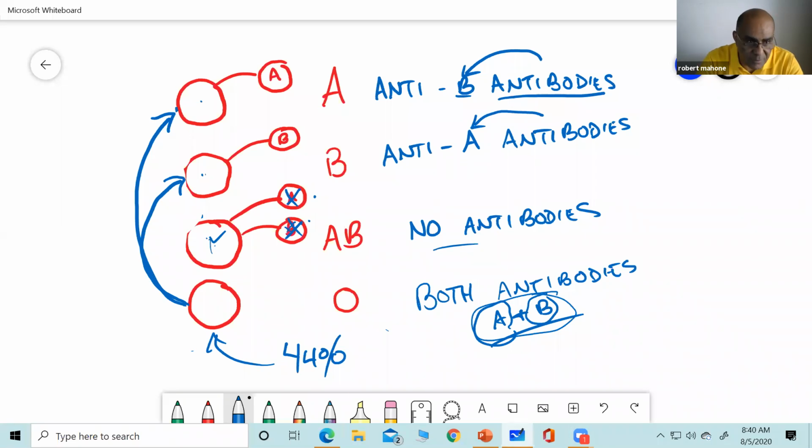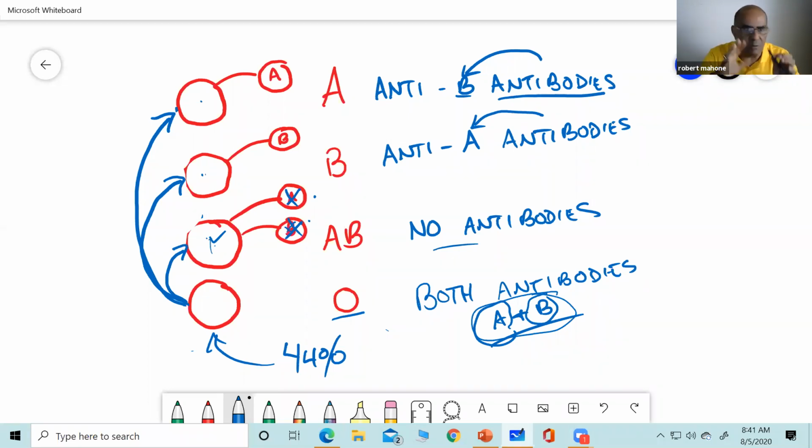Yes. No markers out here, nothing to attack. Can you put O blood into an AB person? Yes. Again, nothing to attack. So O can be transfused to anybody, but they can only receive from another type O person. And that's what I mean when I say it's not a 100% match.